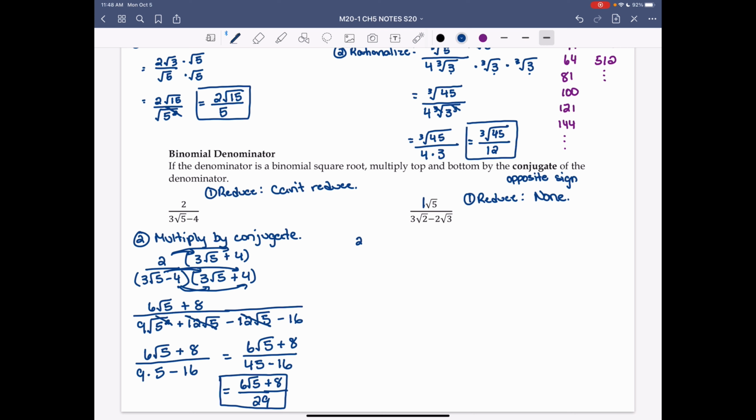Step 2, we want to rationalize the denominator, in this case by multiplying by the conjugate because we have a binomial denominator. We have square root 5 over 3 root 2 minus 2 root 3. We want to multiply top and bottom by the conjugate of the bottom, which is 3 root 2 plus 2 root 3.